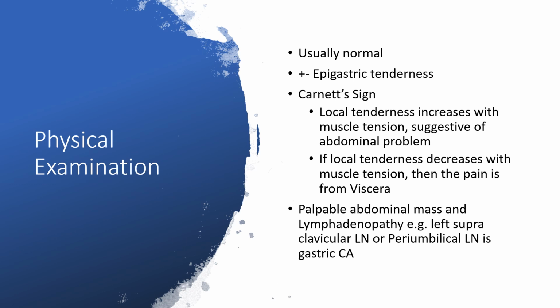In that case, there will be local tenderness that will be increased with muscle tension, and that will be suggestive of abdominal wall problem. But if the local tenderness decreases with muscle tension, then the pain is from internal organs called viscera. The palpable abdominal mass and lymphadenopathy, for example, if you pick left supraclavicular lymph node enlargement or periumbilical lymph node enlargement, that might be pointing to gastric carcinoma.